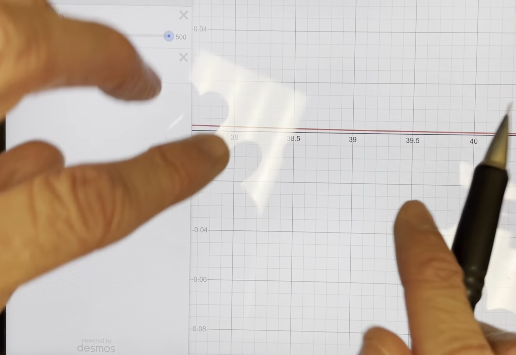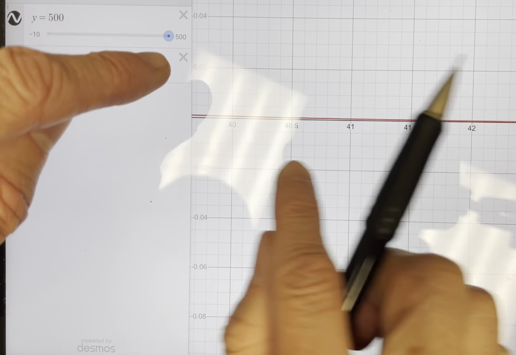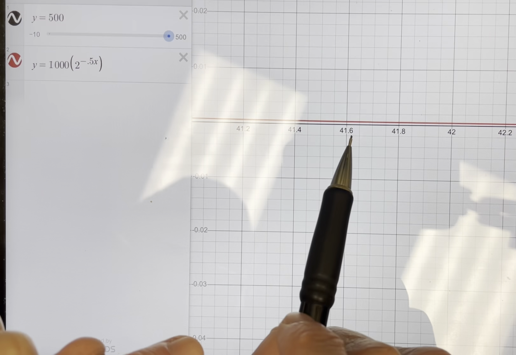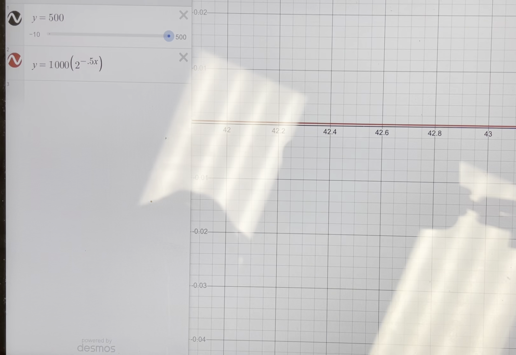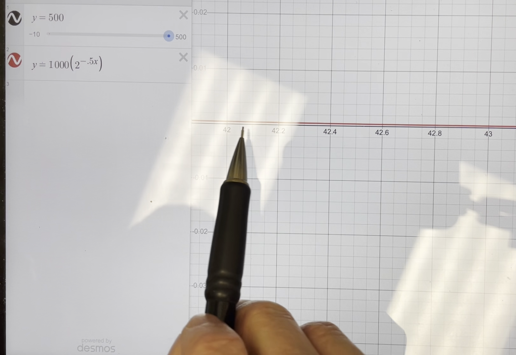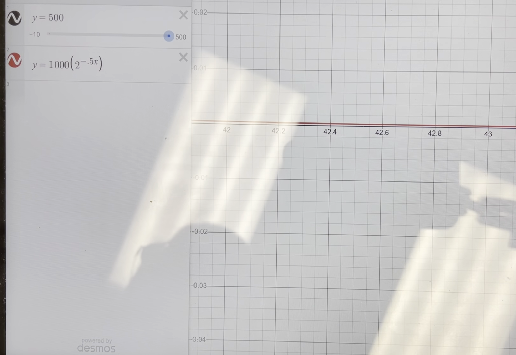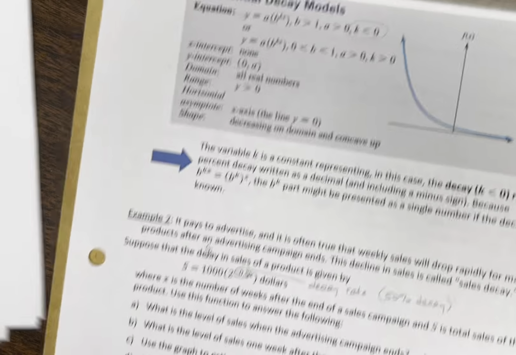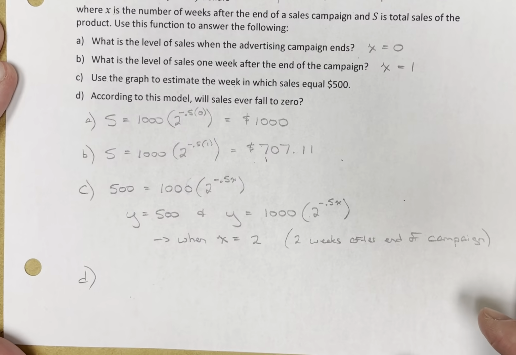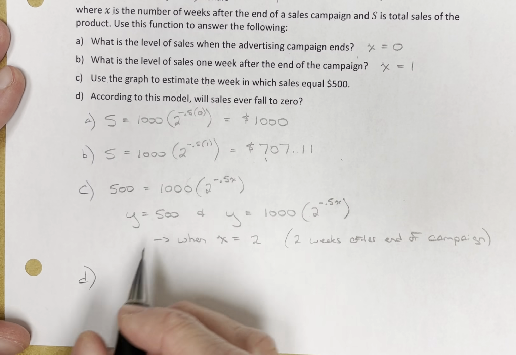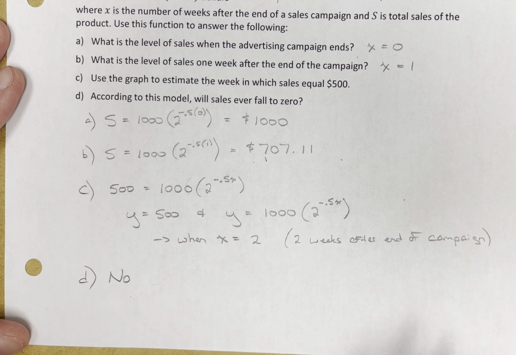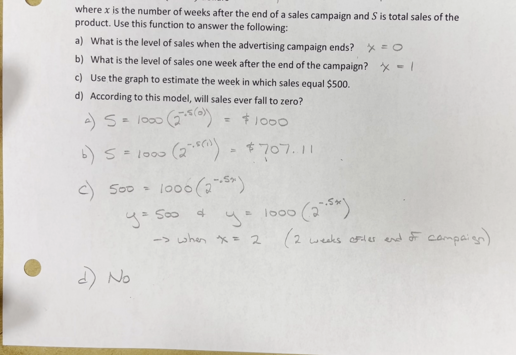And as I continue to focus, after 39 weeks, after 40 weeks, there's 41.6 weeks. It's never going to touch the x-axis because that's how an exponential function works. So according to the model, it's never going to touch 0. Never. Now that doesn't really make a ton of sense in real life. Sales will probably come to 0 at some point, but according to the model, no. Sales will never fall to 0 because the x-axis is a horizontal asymptote. So there you have it, a little look at exponential growth and decay.